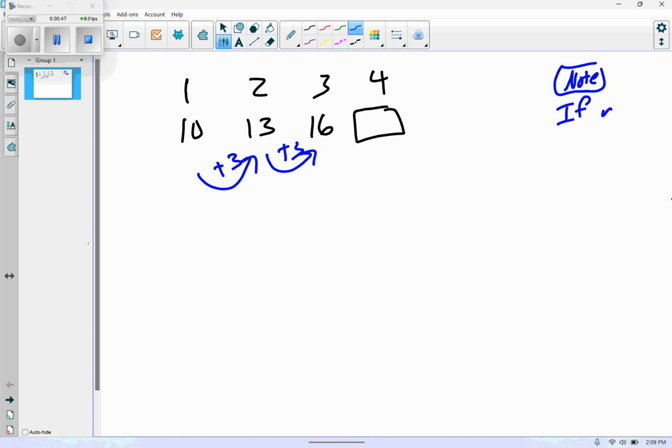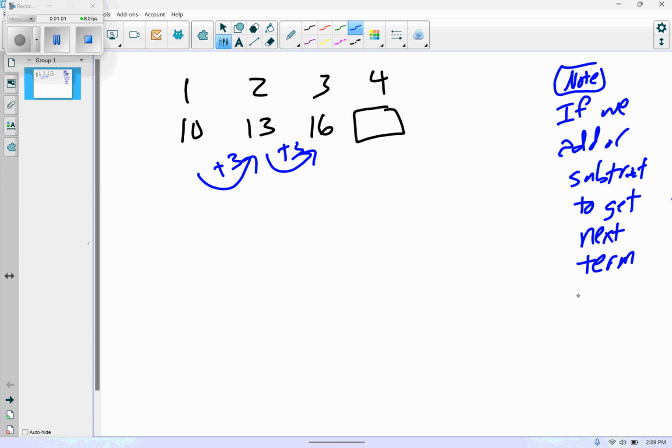If we add or subtract to get to the next term, it's going to be called arithmetic. Okay, so if we add or subtract to get to that next term, it's going to be called arithmetic. Is that okay? Everyone good? Okay, so this might be something good to have highlighted somewhere on your page where you know where to find it. Okay? Good?